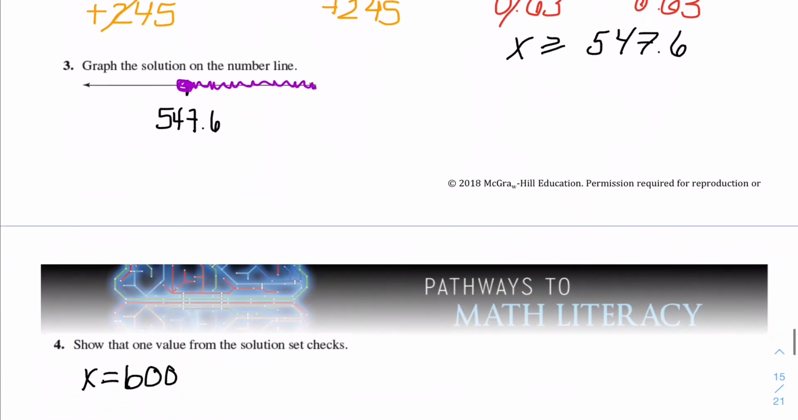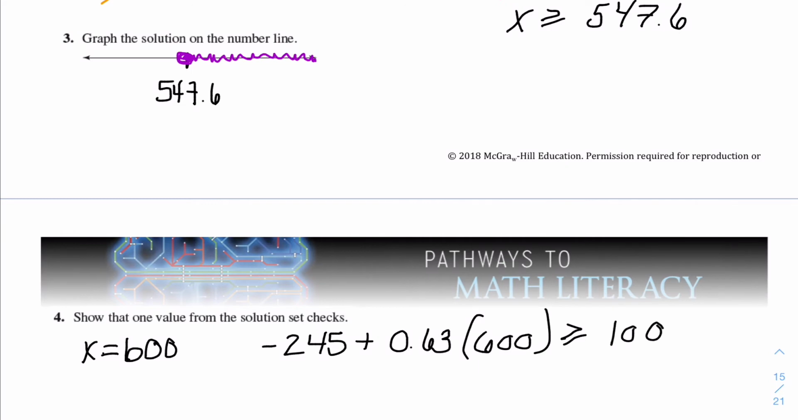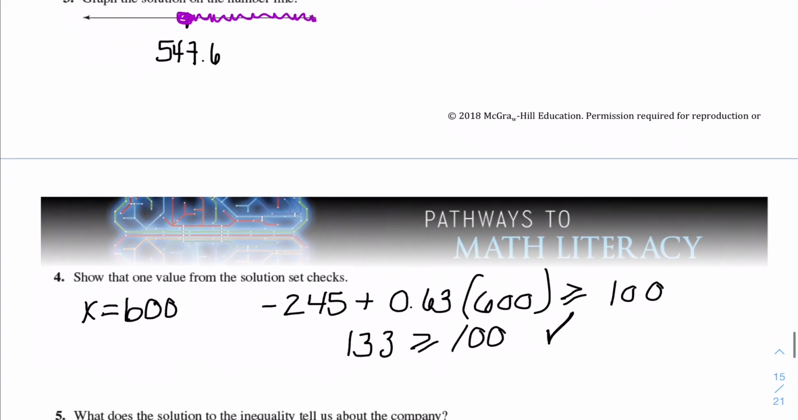So we get negative 245 plus 0.63 times our value of x. This needs to be greater than or equal to 100. So if you simplify over here, you'll find out you have 133 is greater than or equal to 100. So yes, this is a true statement. We definitely did check this and get the correct solution.